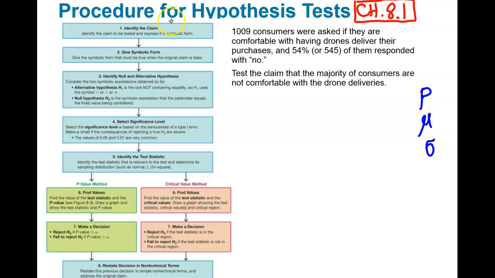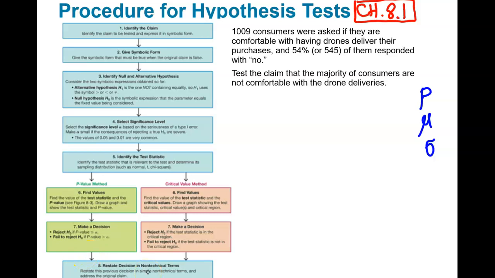Let's first review the procedures or the steps for hypothesis testing. The first step is to identify the claim. The second step is to give the claim in symbolic form. Step 3 is to identify null and alternative hypotheses. Step 4, select the significance level. Step 5, identify the test statistic. And step 6 is to test our hypothesis either with the p-value method or the critical value method. And then step 7, make the decision, and step 8, restate the decision in non-technical terms.